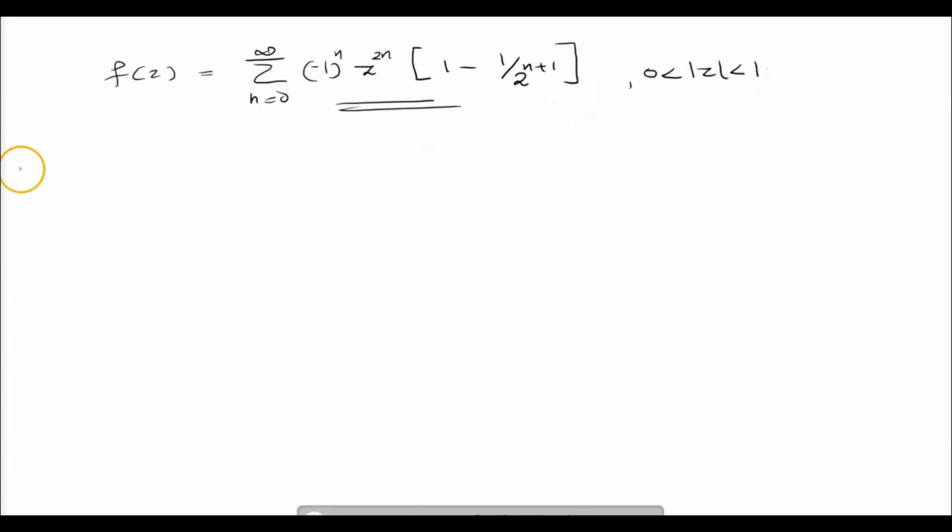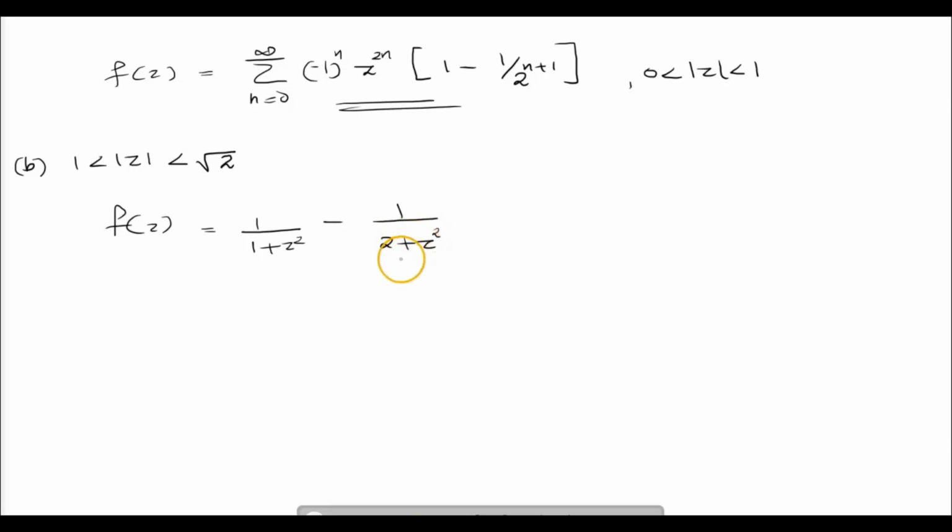Now second, region B: 1 less than mod z less than root 2. We have our f of z, 1 by 1 plus z square minus 1 by 2 plus z square. This is our f of z. Now we have mod z is greater than 1, that means 1 by mod z is less than 1. Also mod z less than root 2 means mod z by root 2 is less than 1.